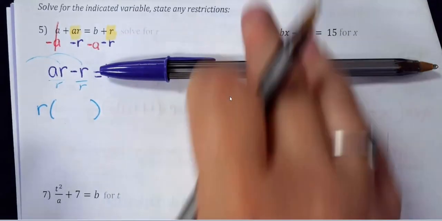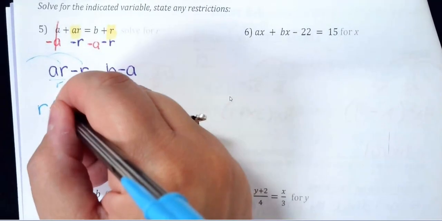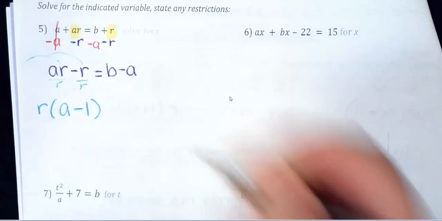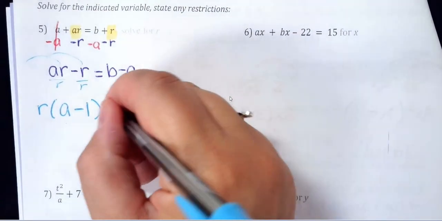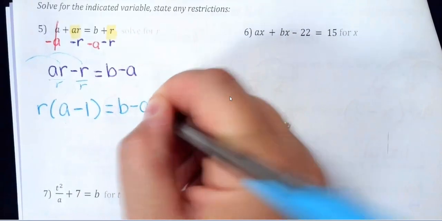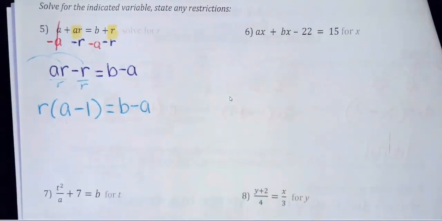Perfect, a minus 1, right? r divided by r is 1, so this would be a minus 1. And then on this other side, I know I had my pen covering up, but this is b minus a. Now, once you have this, there's literally just one more step to get r by itself. Does anybody know what it would be?